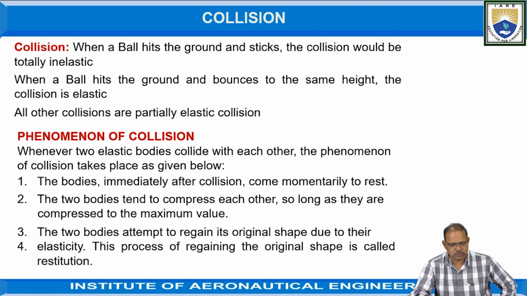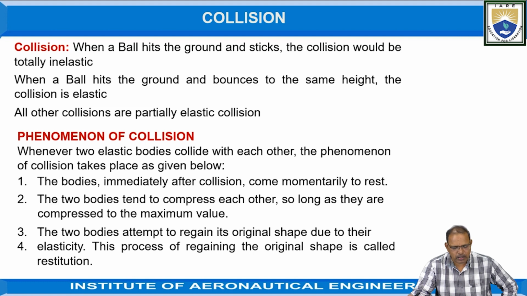Phenomena of collisions. When two elastic bodies collide with each other, as we already discussed, an elastic body means that when it hits the ground, it will rebound to a certain height from the surface of the ground. That collision is elastic, and the bodies are called elastic bodies. When two elastic bodies collide with each other, the phenomenon of collision takes place as given below.